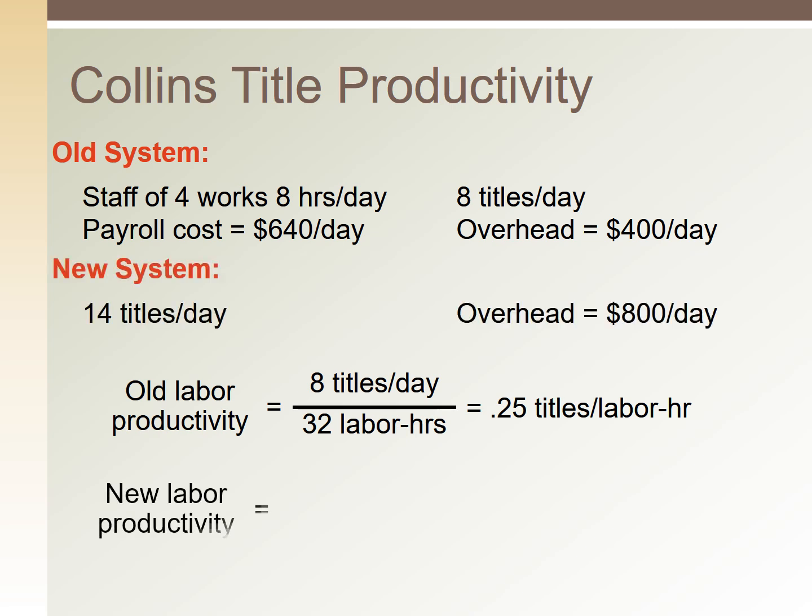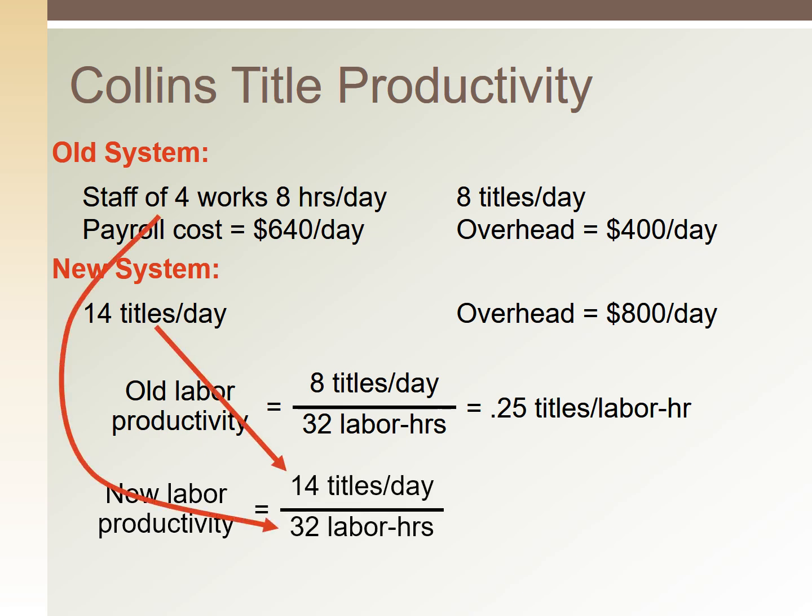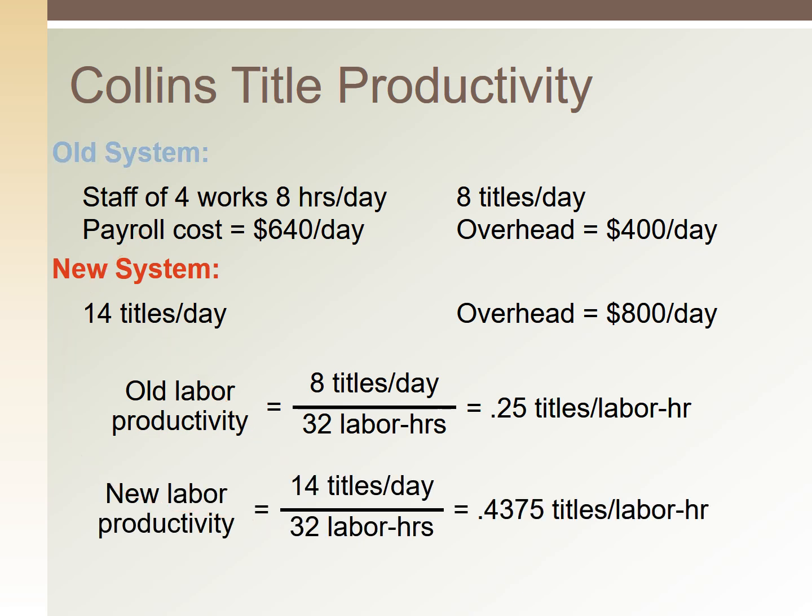New system produces 14 titles a day. The overhead is $800 a day now, but the new labor productivity shows they're doing 14 titles a day with 32 hours, which gives them almost a half a title an hour.